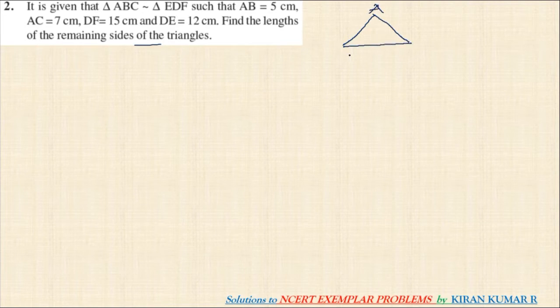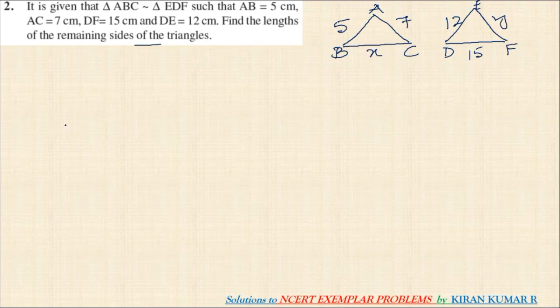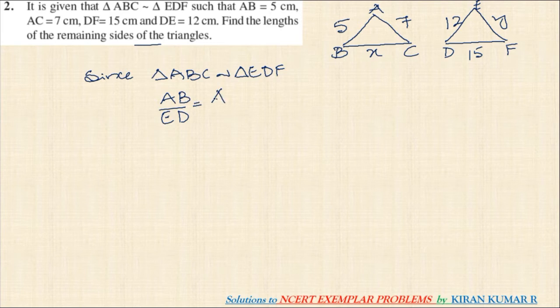The triangle ABC, it is given that it's similar to the triangle EDF. So with respect to A we have got E, with respect to B D, with respect to C F. The sides given are AB 5 cm, AC 7 cm, DF is 15 cm, DE is 12 cm. Let me name the unknown sides as X and Y. Since the triangles are similar, the corresponding sides are in proportion, the ratio AB by ED will become equal to AC upon EF. This will be equal to BC upon DF.